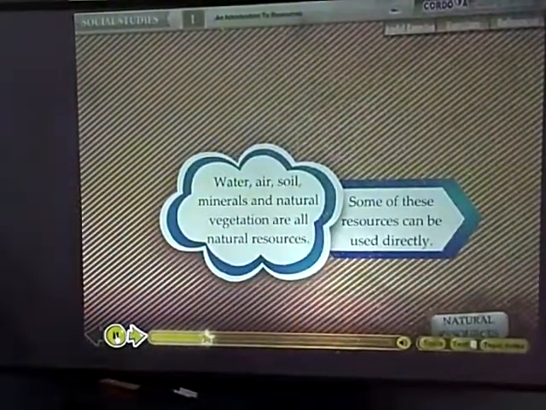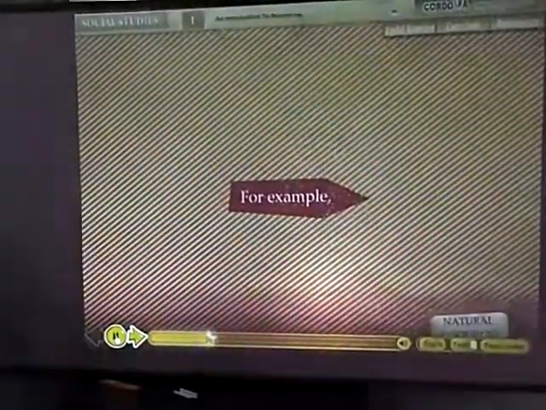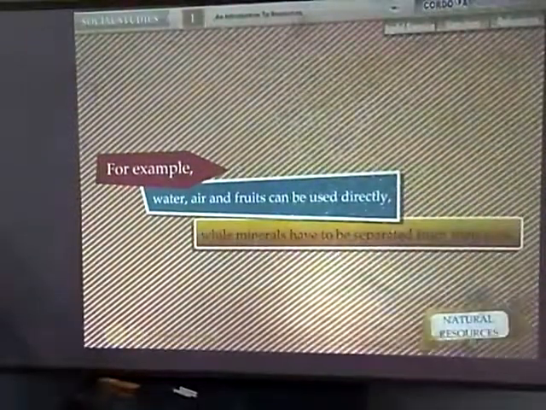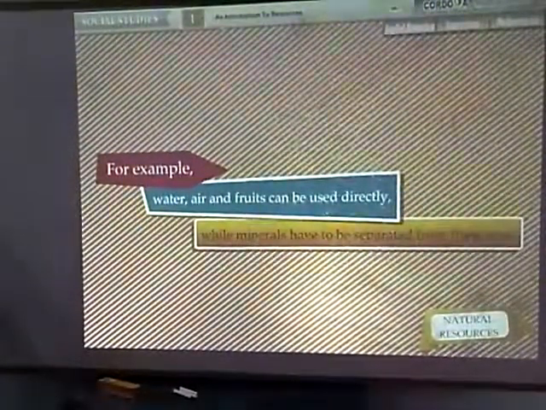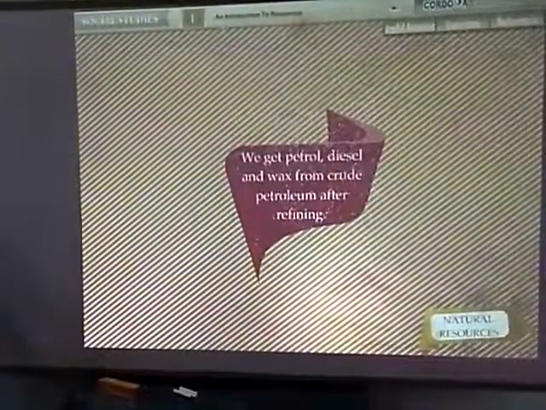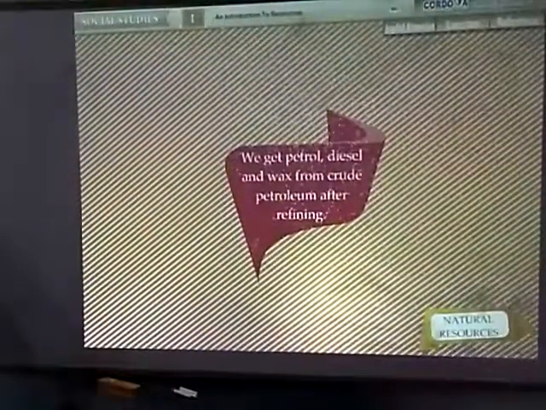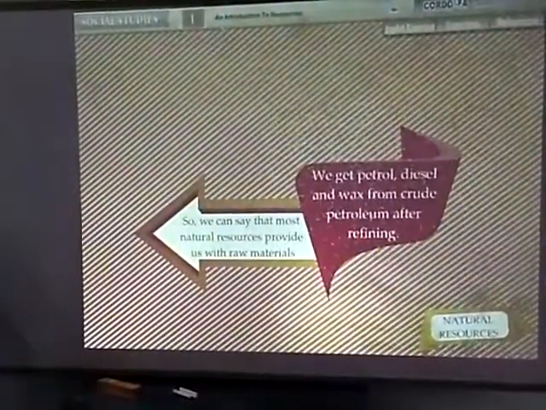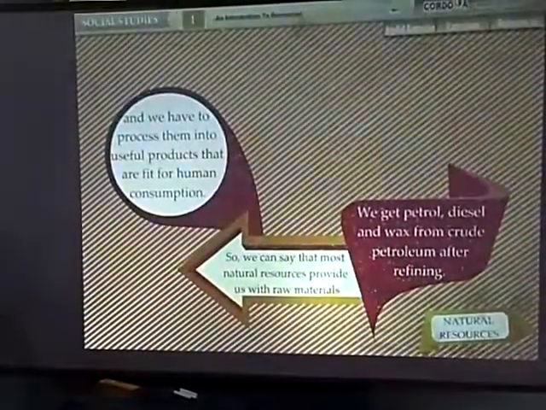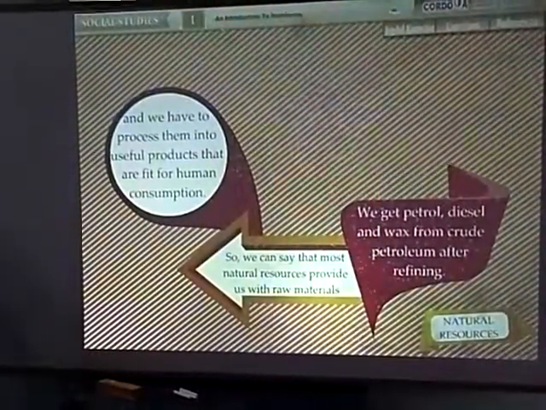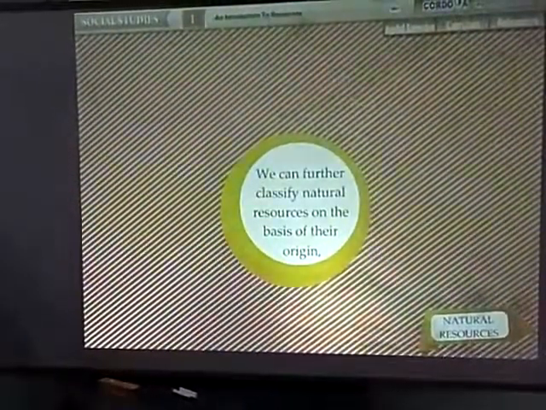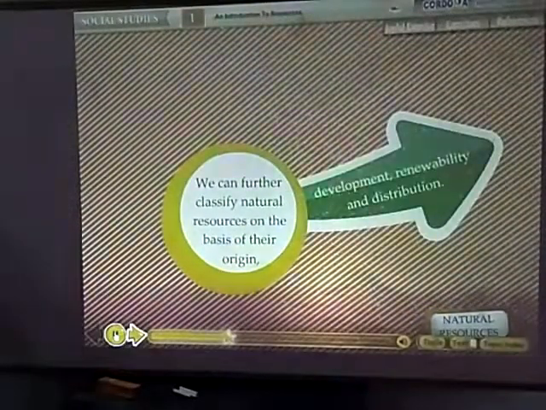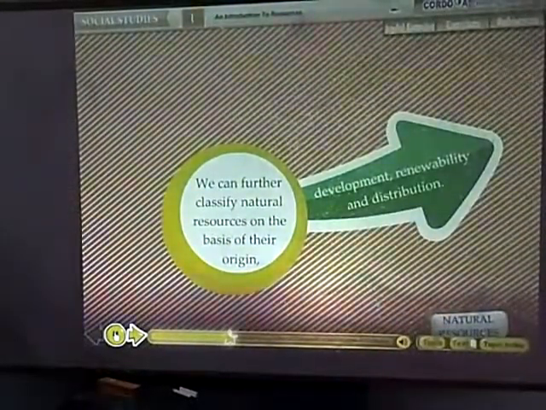Some of these resources can be used directly. For example, water, air, and fruits can be used directly, while minerals have to be separated from their ores. We get petrol, diesel, and wax from crude petroleum after refining. So we can say that most natural resources provide us with raw materials, and we have to process them into useful products that are fit for human consumption. We can further classify natural resources on the basis of their origin, development, renewability, and distribution.